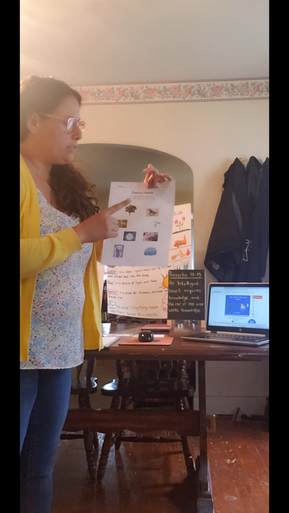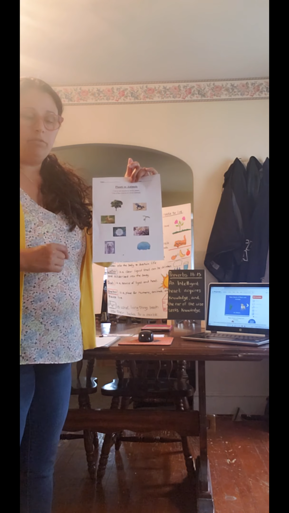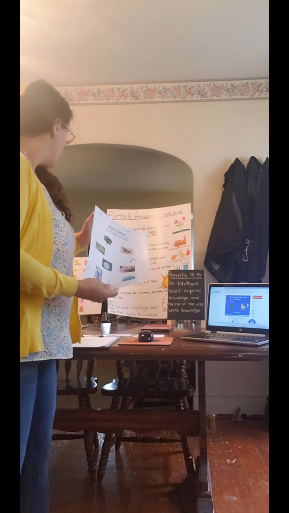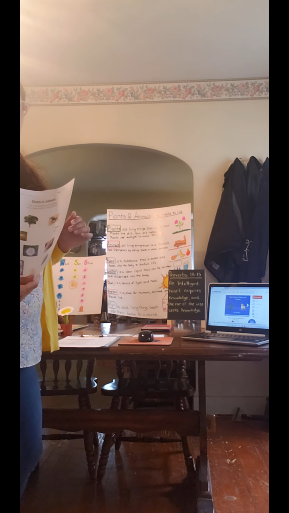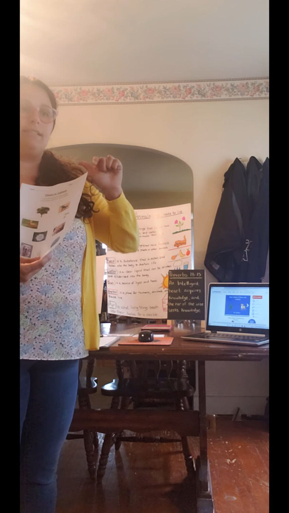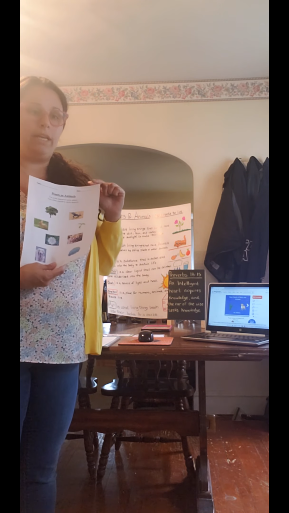The red crayon is going to circle, look for a plant. The blue crayon is going to circle and look for an animal. So everyone, grab your activity sheet, write down your name, and today's date is July 4th, 2021.